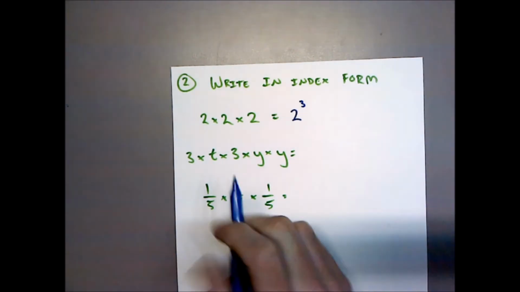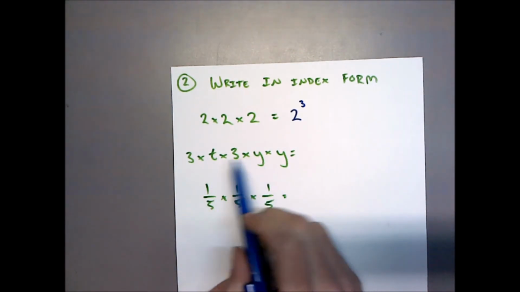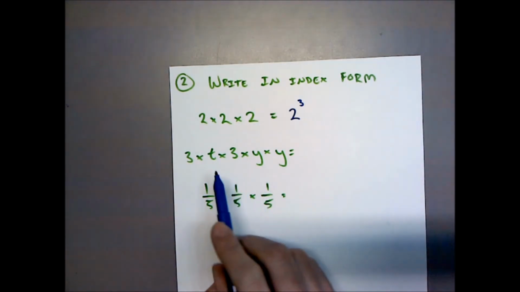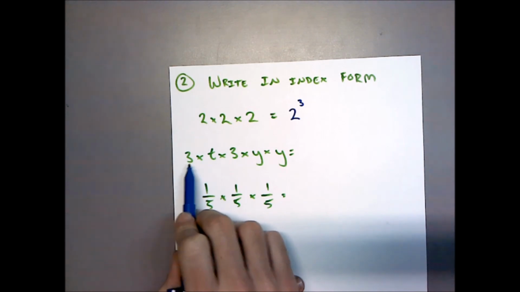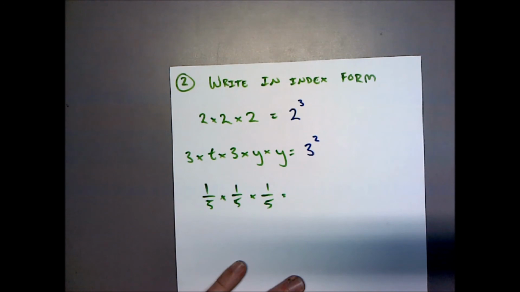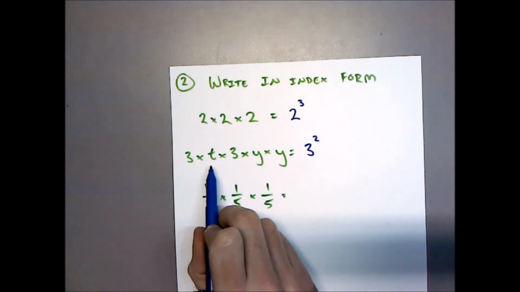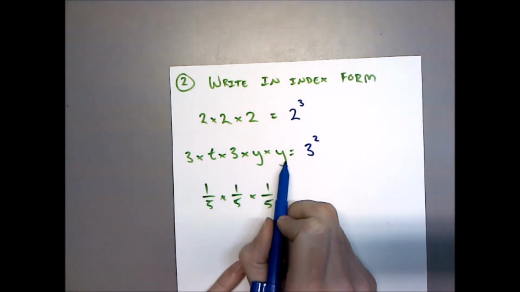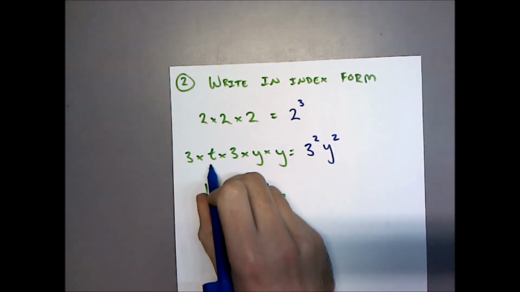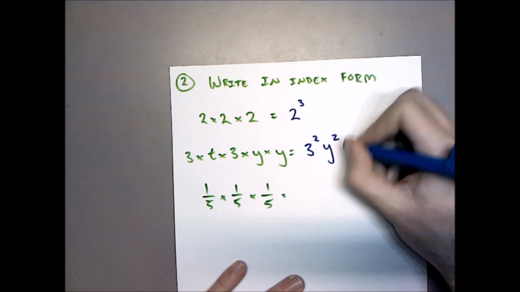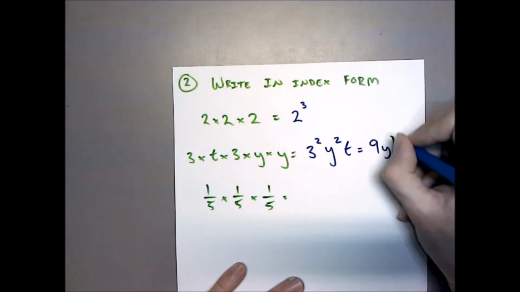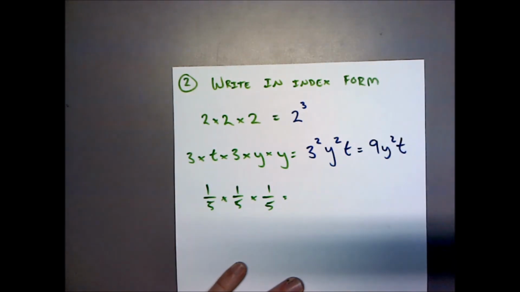Now sometimes they might mix up numbers and letters, but you just group them. So I'm going to start off with the numbers first, because it's a little more conventional. So we've got 3 multiplied by 3, so I can rewrite that as 3 squared. Perhaps you want to write it as a 9. I'll do the y's first, because there's more of them. So I've got y times y, which is y squared. And then I've just got this t guy by himself at the back. So if you wanted to, you could rewrite that, I guess, as 9 y squared t also.